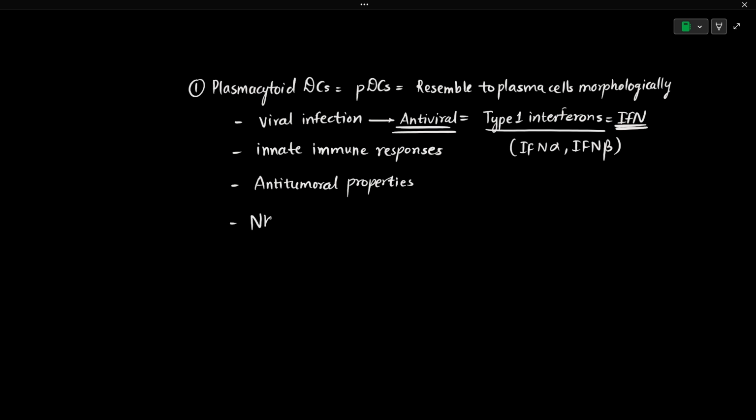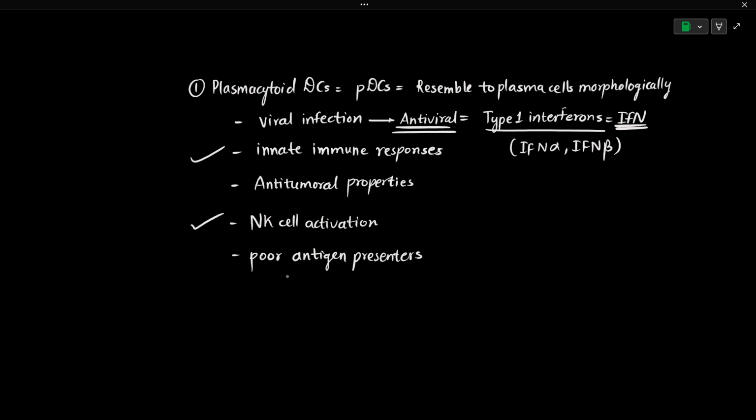So plasmacytoid dendritic cells initiate the innate immune responses by secreting interferon, and they also do NK cell activation. So they are also important for natural killer cell activation, and they take part in innate immune responses, but they are very poor antigen presenters. They are quite poor antigen presenters.